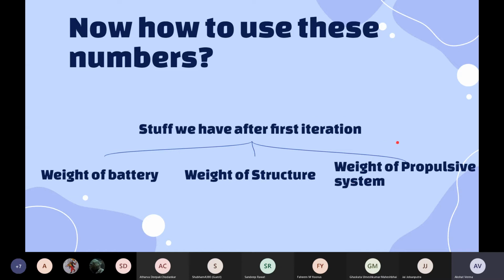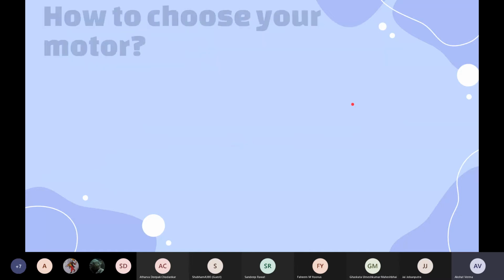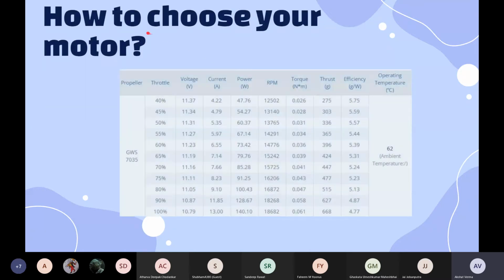So let's now go about choosing our different components for our aircraft. Let's start with the propulsion system. The main component of a propulsion system is the motor. So let's see how we select a motor.